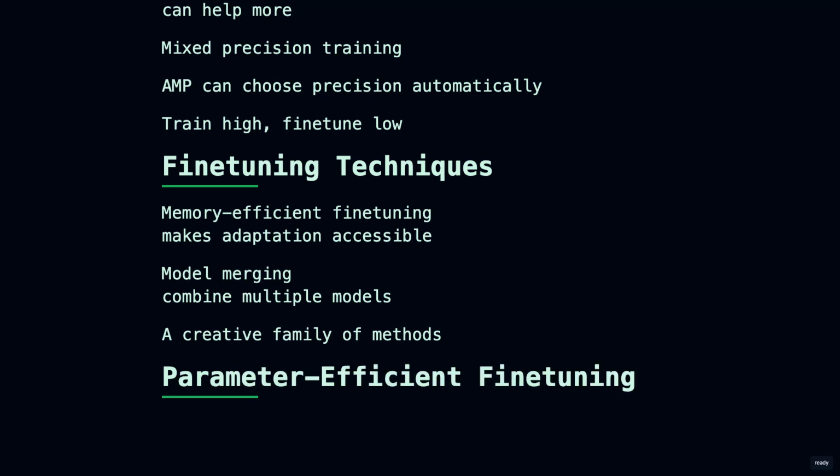In this section, we'll look at why full fine-tuning is often too expensive and how parameter-efficient methods solve that problem. The key idea is to get close to full model performance while updating far fewer parameters.